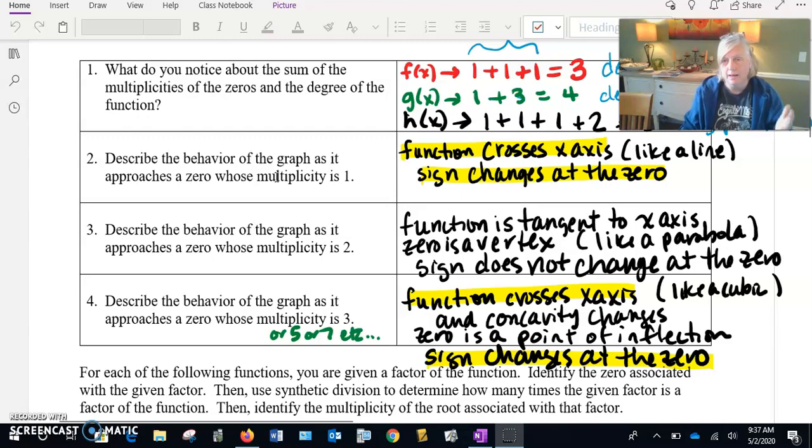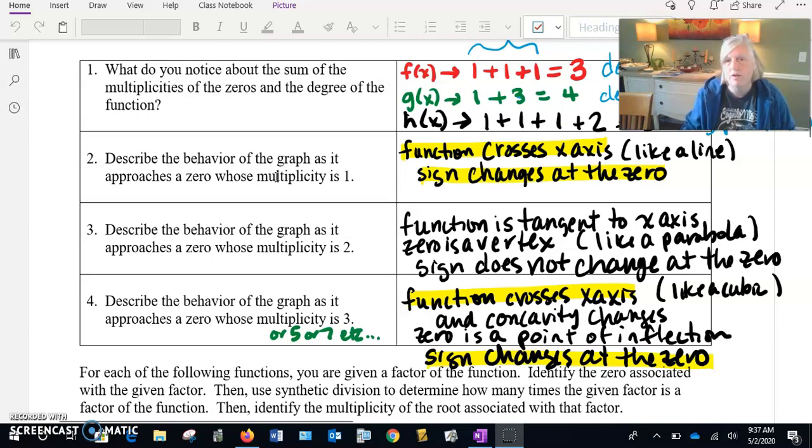Because we have that leveling off and then continuing up, that gives us the idea that the power on that factor, the multiplicity, is going to be odd and bigger than 1. It's either going to be 3, 5, 7, or so on. Definitely odd and going up. But if it crosses like a line, the multiplicity is definitely going to be 1.